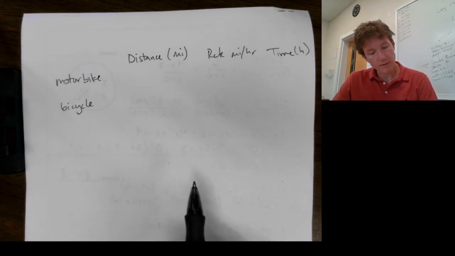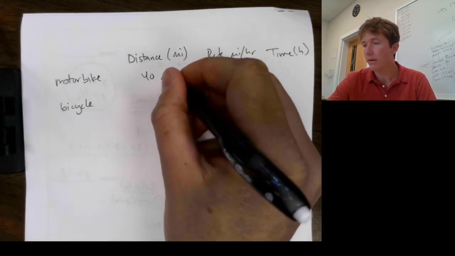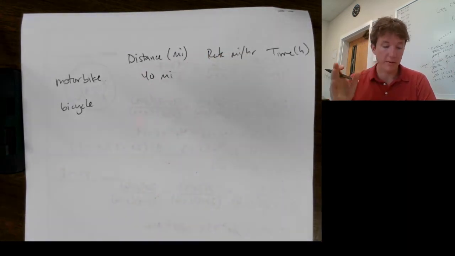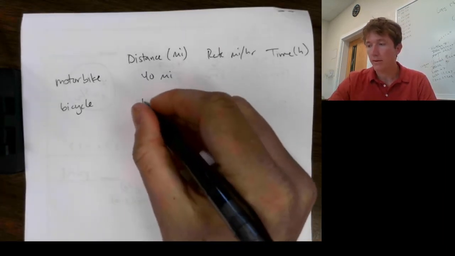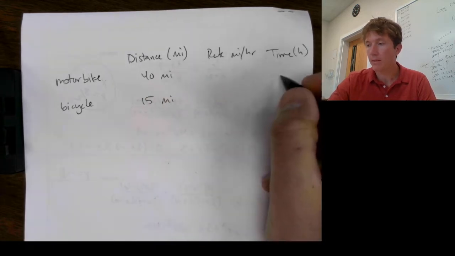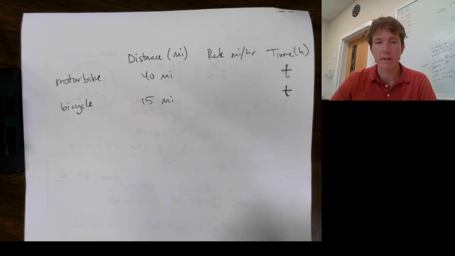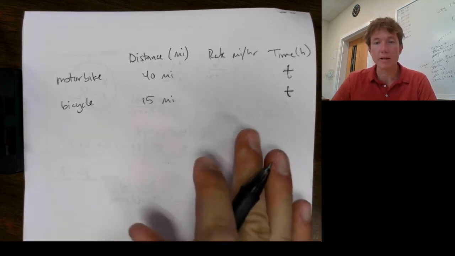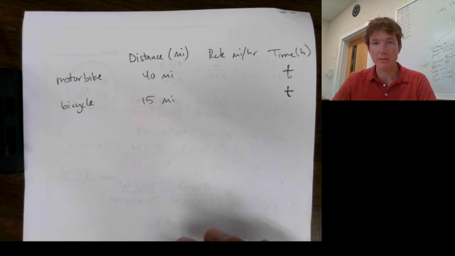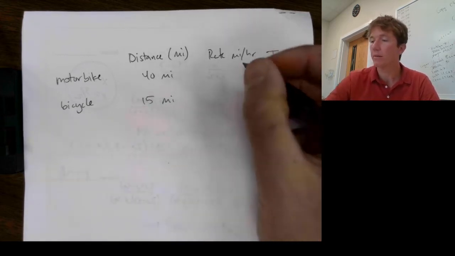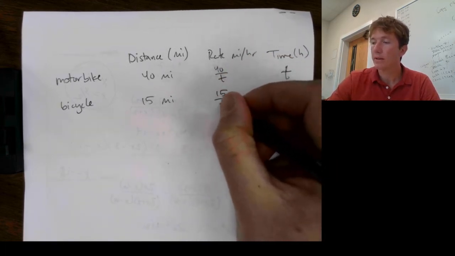It says the motorbike travels 40 miles in the same time, and the bicycle travels 15 miles in the same time. The time is the same, so I'll put T down for both of those. Since they're both taking the same amount of time, the motorbike goes farther than the bicycle. And then we'll do the rate, which is miles per hour, so this will be 40 over T, and this will be 15 over T.